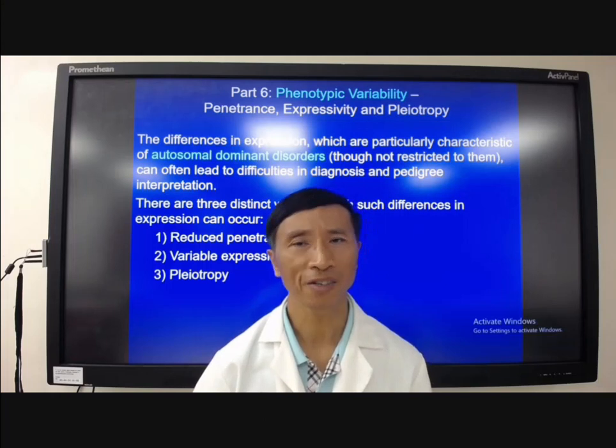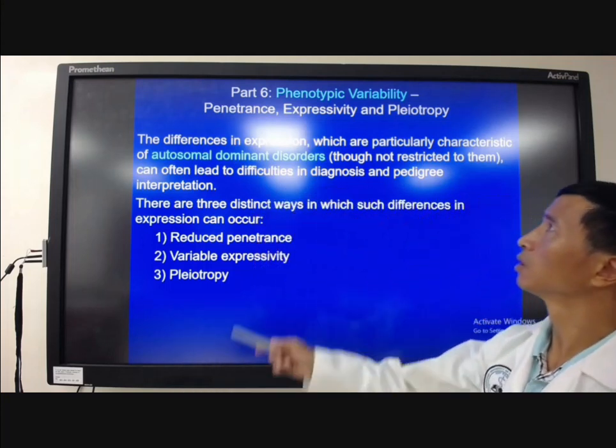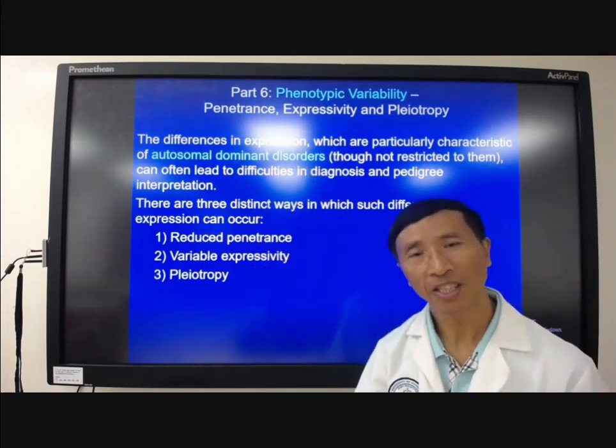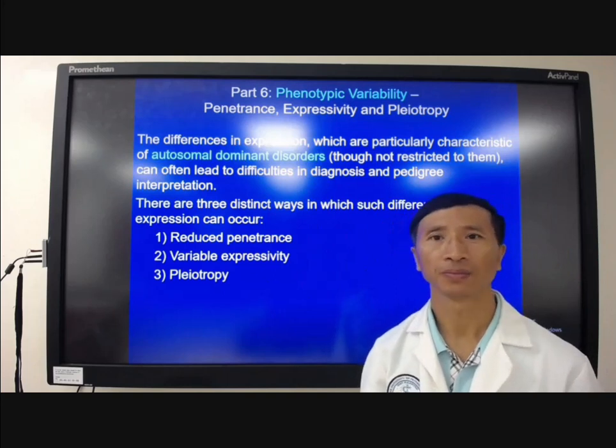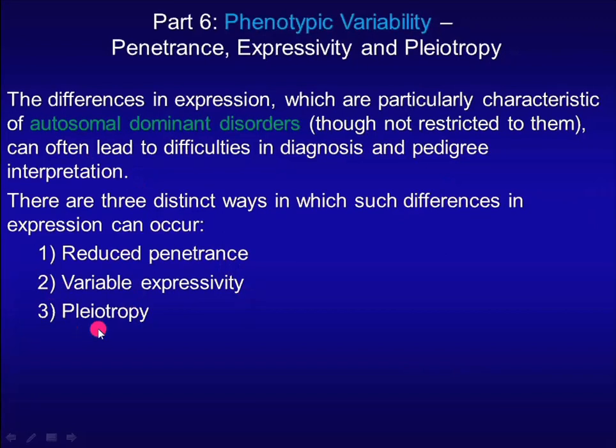Now, let's move to part 6. We will look at phenotypic variability: penetrance, expressivity, and pleiotropy. The differences in expression or phenotype can often lead to difficulties in diagnosis and pedigree interpretation. There are three distinct ways in which such differences in expression can occur. One is reduced penetrance. Second is variable expressivity. And the third, pleiotropy.